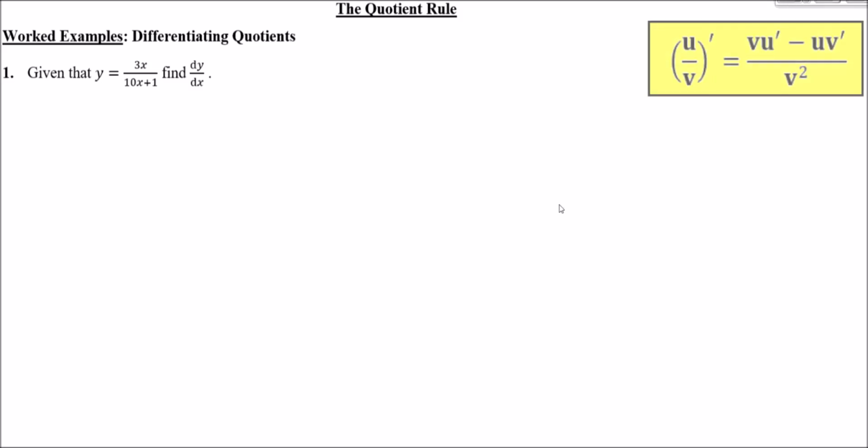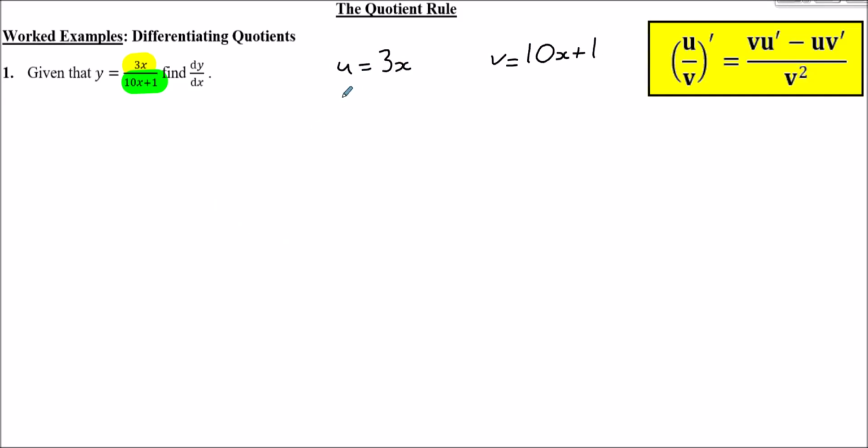So I'll just remind you what the quotient rule is, because it's quite new. It's this thing here. u is the top function, v is the bottom. So simple as this. Just set u to be 3x and v to be 10x plus 1. So I'm going to write this down first of all. u is 3x and v is 10x plus 1. We then need to differentiate both of these.